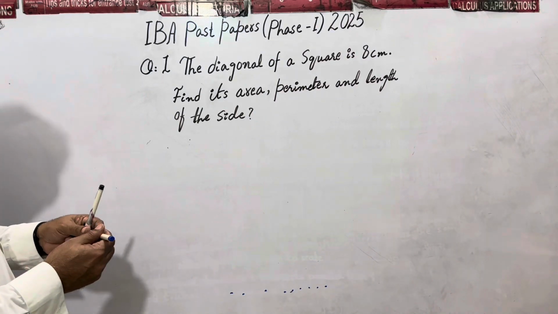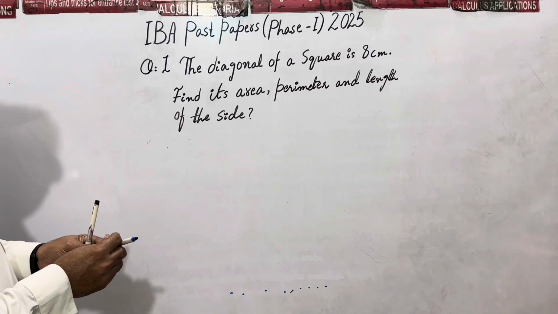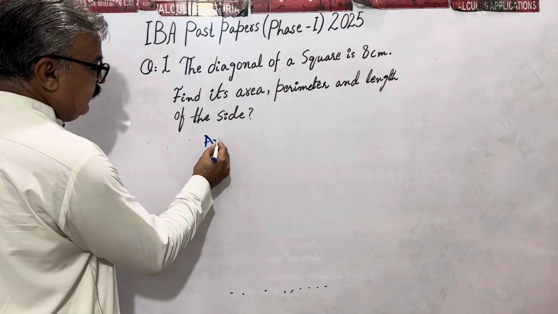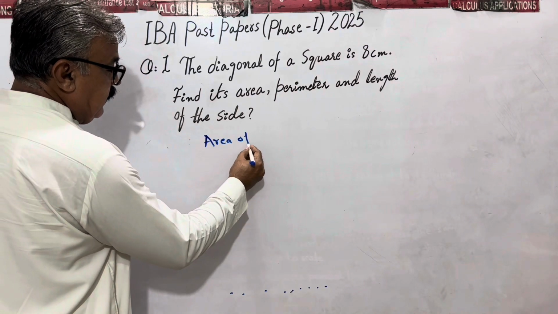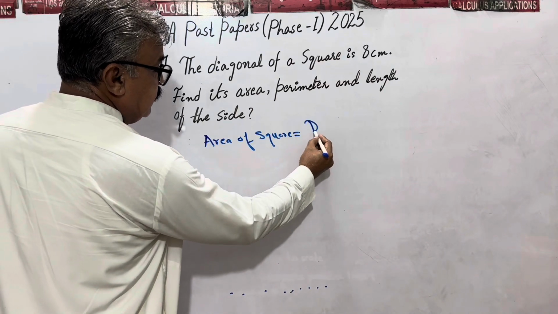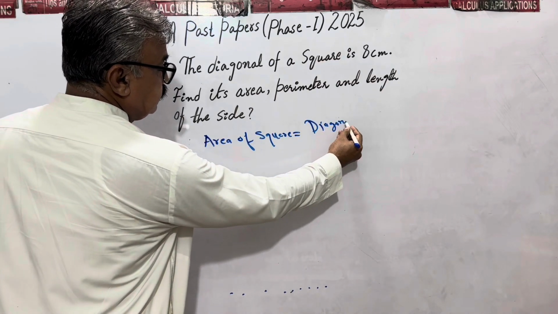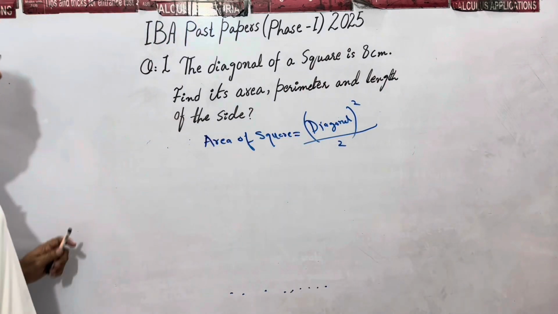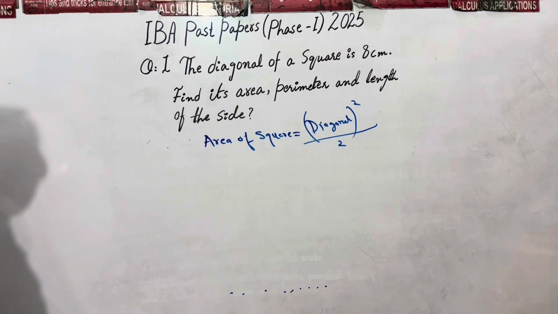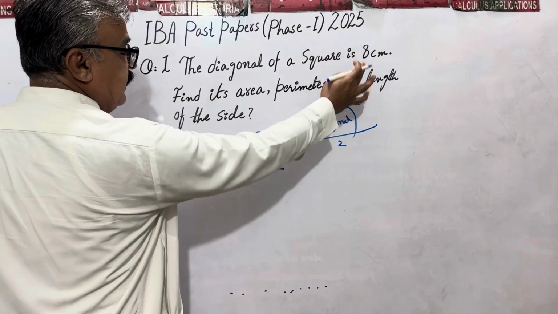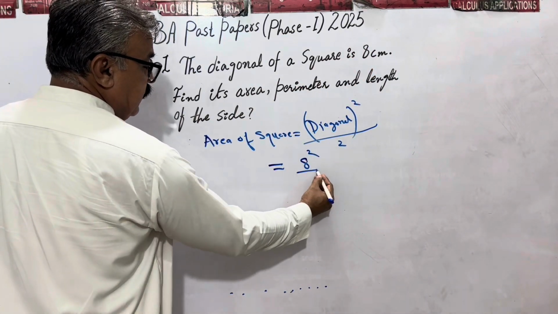When the length of the diagonal of a square is given, the area of a square is given by diagonal square divided by 2. Simply, when the diagonal of a square is given and we are asked to find its area, that's the formula. Diagonal is 8 centimeter, so 8 square over 2.